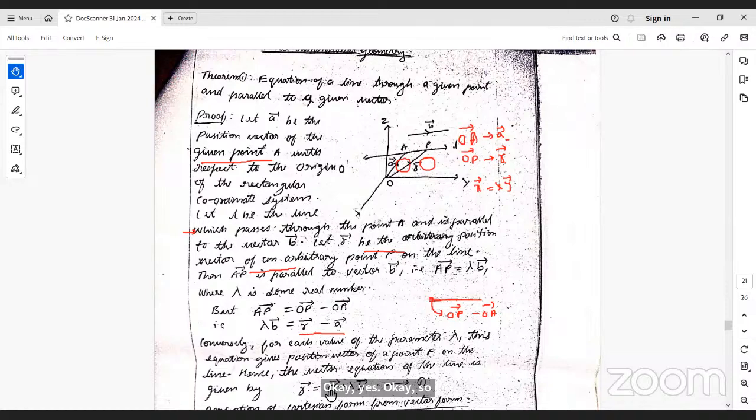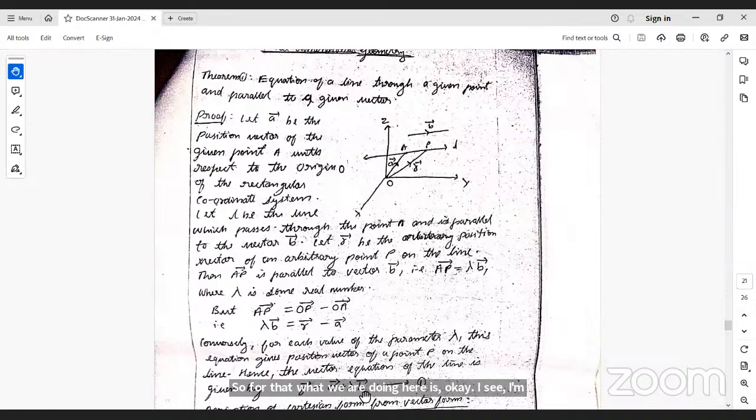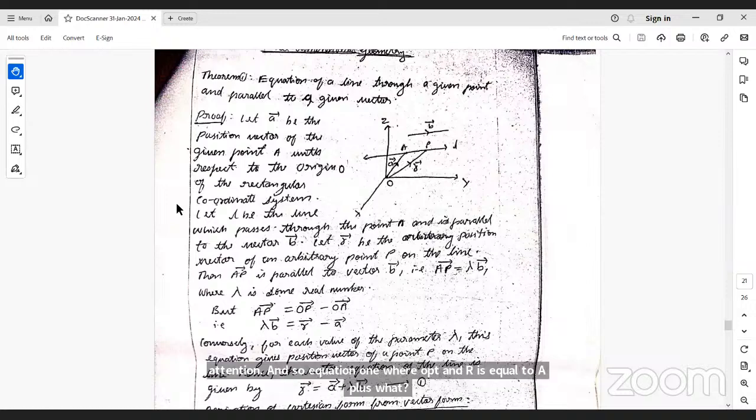So R will be equal to A plus lambda b. Now try to understand. After obtaining the vector form, next we need to obtain the Cartesian form. To obtain Cartesian form, we are making use of the vector form, making some changes in it and trying to get the Cartesian form. So equation 1 we have obtained is R is equal to A plus lambda b.